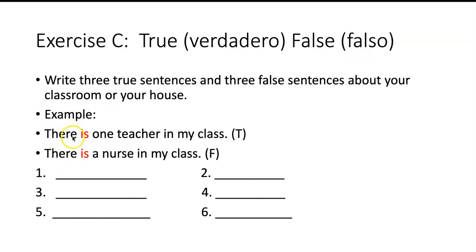For example, there is 1 teacher in my class. This is true. There is a nurse in my class. This is false. We don't have a nurse. No tenemos una enfermera. So this is false. So you have to write 3 true sentences and 3 false sentences, okay? So stop the video and work.